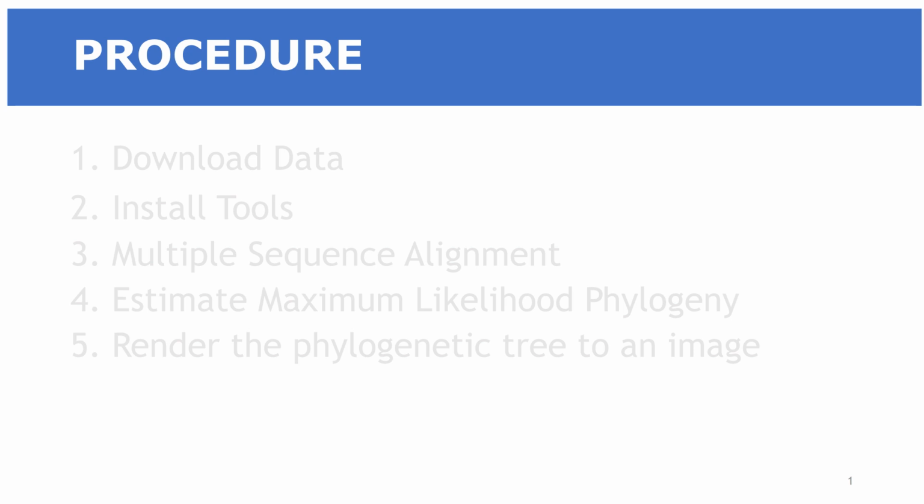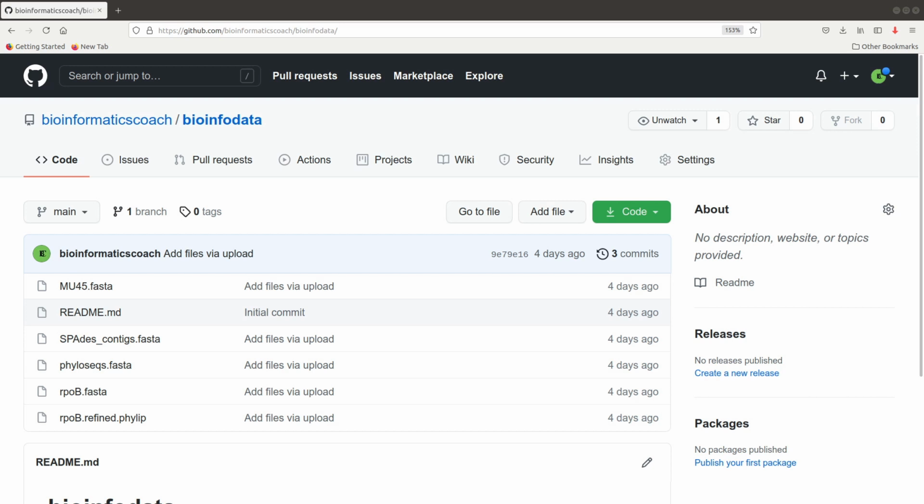We will start by downloading the data. The data can be found on my GitHub page, and this is the page. I am going to leave this link in the description box so that you can use that to also download the data. We are going to download the philo6.fasta file.